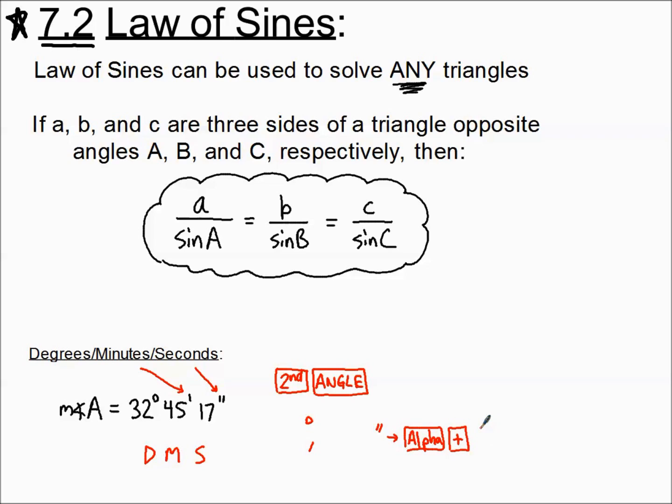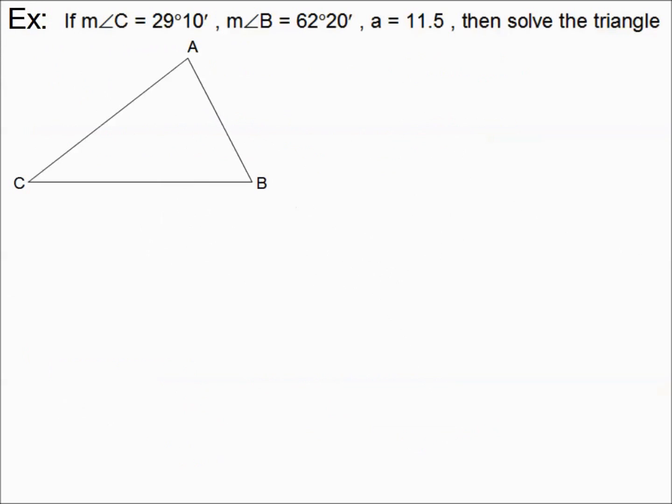So degrees, minutes, and seconds is what we're going to be using for our first example, just to practice that in the calculator. So here's our first triangle. I've given you two of the angles, and let's go ahead and label those. Angle C is 29 degrees, 10 minutes. Angle B is 62 degrees, 20 minutes. And side A is 11.5. Since none of my sides are labeled, I know that side A is going to be opposite angle A, and that's right here, so that's 11.5.